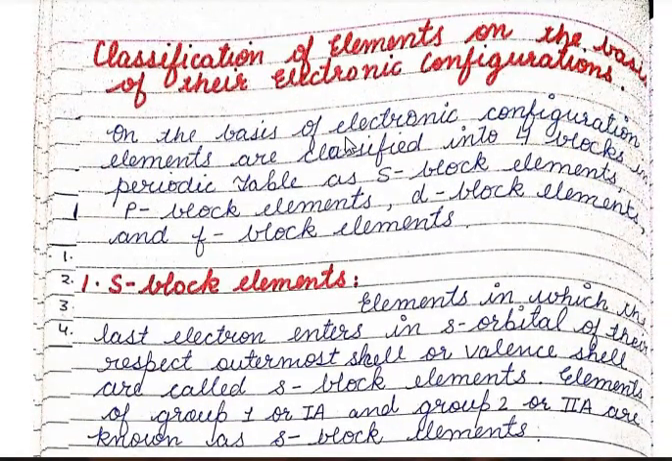Classification of elements on the basis of their electronic configuration. On the basis of electronic configuration, elements are classified into 4 blocks in the periodic table: S block elements, P block elements, D block elements and F block elements.